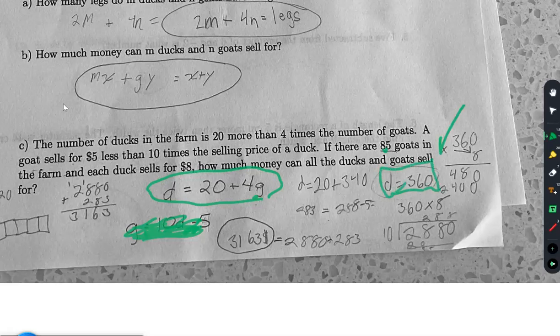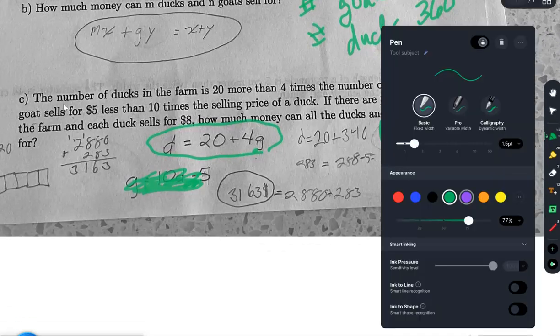Yay! Okay. So since I have the number of goats and I have the number of ducks, so let me just write it up here. So number of goats is 85 and number of ducks is 360. Okay, so then they give us information about the price. Okay, so now I'm going to use a different color for that.